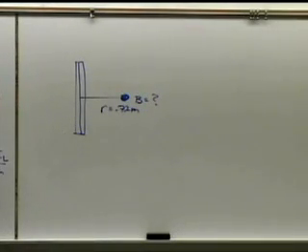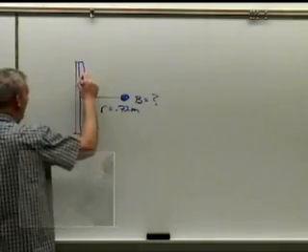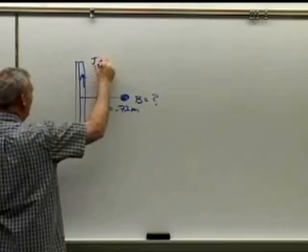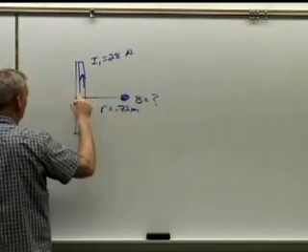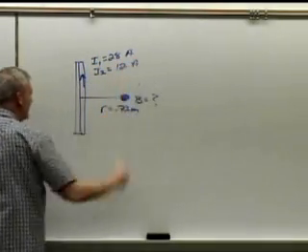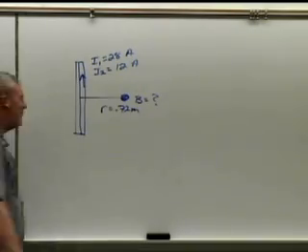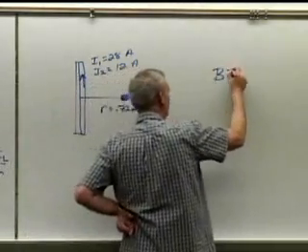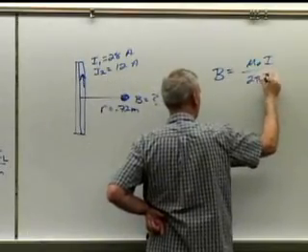They're both straight wires. Okay? Now then, one wire, I1 equals 28 amps. And let's let I2 equal 12 amps. Okay? These are straight wires. What's the formula for the B field? B equals mu naught I over 2 pi r.